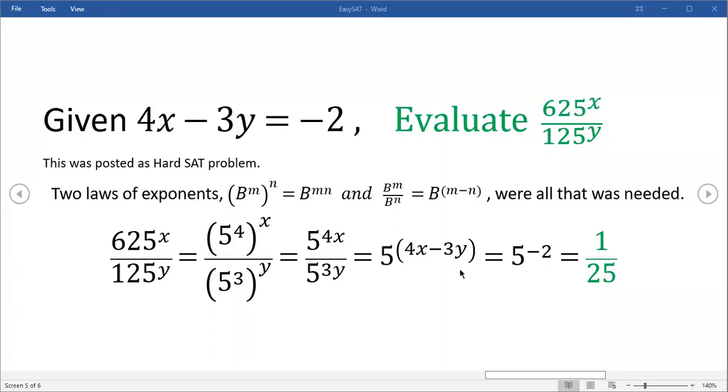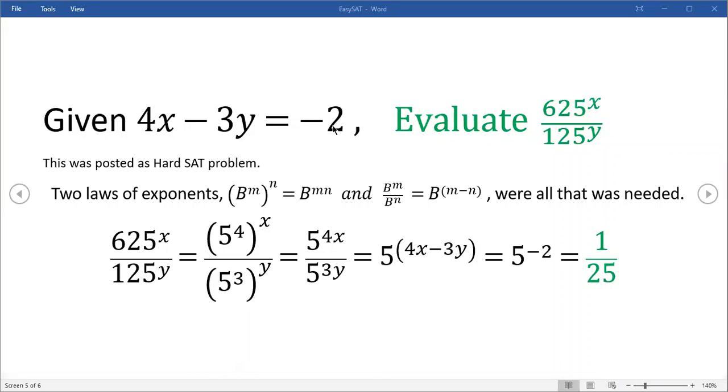Revisiting a problem that's been advertised around the web as a hard SAT problem. And I guess it would be hard as a timed test. But if you just keep your wits about you and remember the laws of exponents, the problem is really fairly straightforward. Now, what we have right here is an initial condition that's linear, I guess you might want to say.